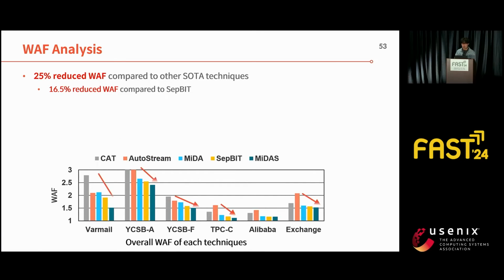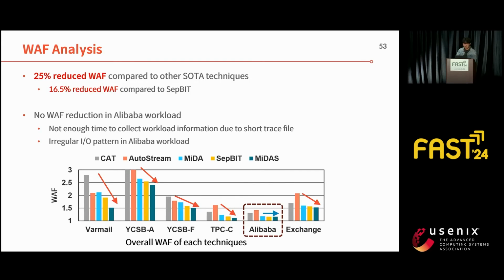First, MiDAS shows reduced WAF compared to other techniques. This implies that MiDAS effectively finds the suitable hot/cold threshold and group configuration. On the other hand, in the case of the Alibaba workload, a significant WAF reduction was not observed in MiDAS. There are 2 main reasons. First, the Alibaba workload trace was too short to gather enough information to generate a UID. And second, the Alibaba workload exhibits irregular I/O patterns. Nevertheless, as I explain later, MiDAS shows better results in terms of throughput in the Alibaba workload, despite having similar WAF.